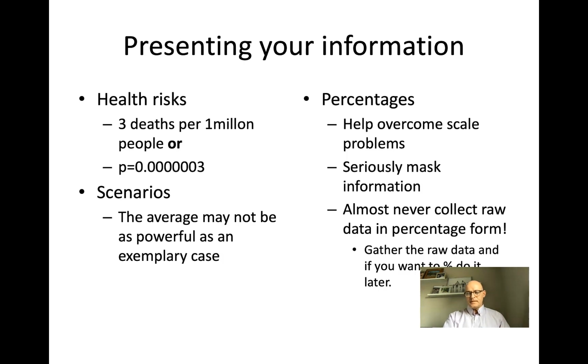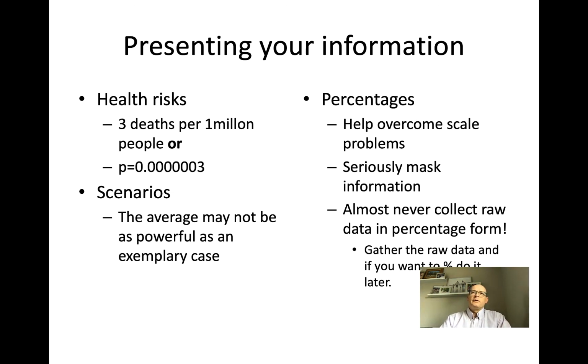So how you present information is also really key to measurement. If you look here at health risks, this is 3 deaths per million people. That could be represented as that or as 0.000003 or whatever. Which one is more user-friendly, more reader-friendly? Of course, it's the first one, 3 deaths per million people. If you use the other one, it can hide the information.